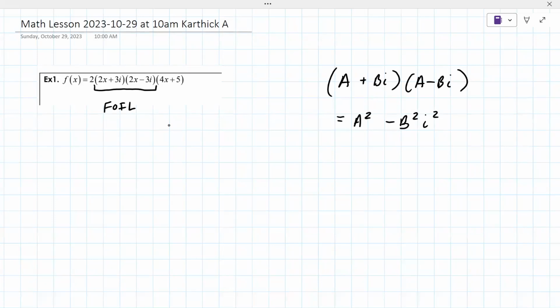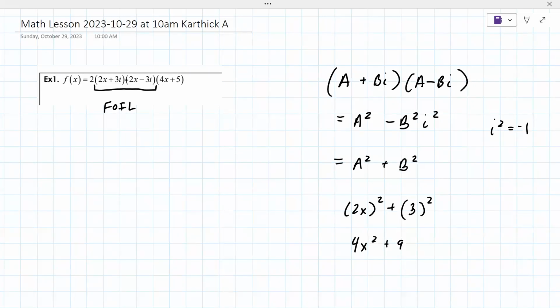And i squared is really -1. So this really becomes a squared plus b squared. Okay. So when you FOIL this, or when I FOIL this, doesn't really matter. The a is the 2x and the b is the 3 without the i. So it becomes 4x squared plus 9.